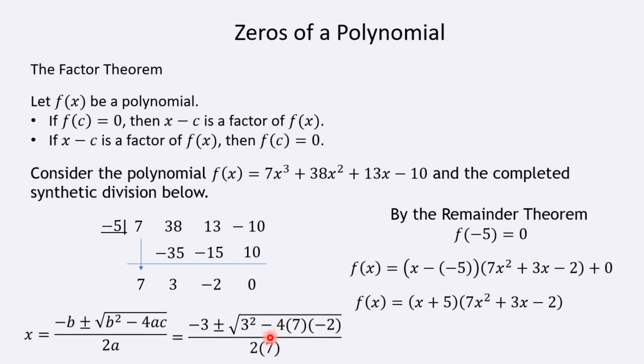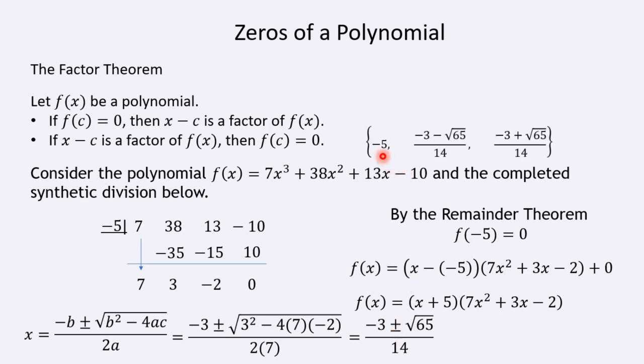And then when we simplify, we get negative 3 plus or minus the square root of 65, over 14. These are the other two zeros of the polynomial. So this polynomial has three zeros, and I'll list them here. They are negative 5, which was the original one from the synthetic division, negative 3 minus the square root of 65 over 14, and negative 3 plus the square root of 65 over 14.